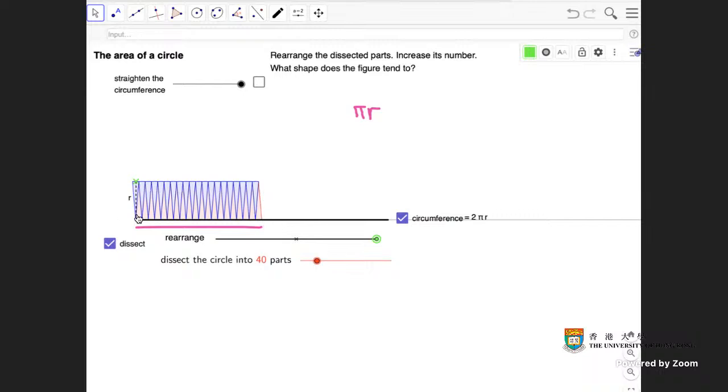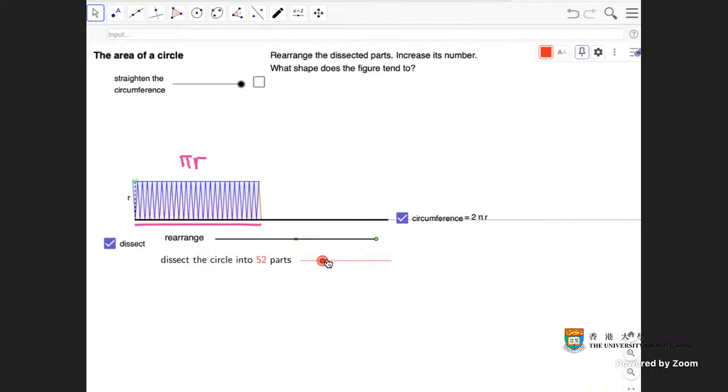Or you can even imagine that it is close to a rectangle as well, because each of these sectors is so thin, right? However, the base is not changed. The estimation of the base is still half of the circumference, and the height is also the same. So we have a better estimation now.